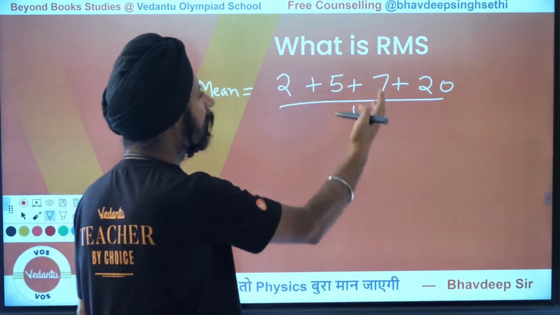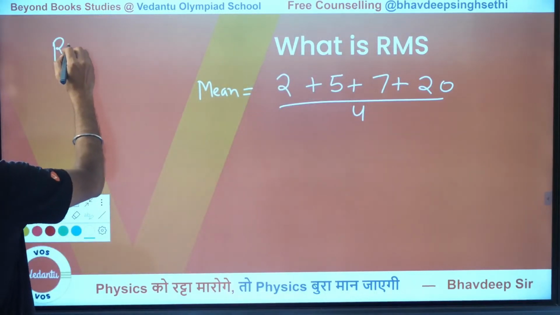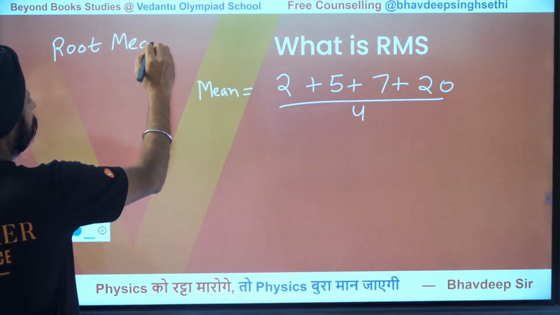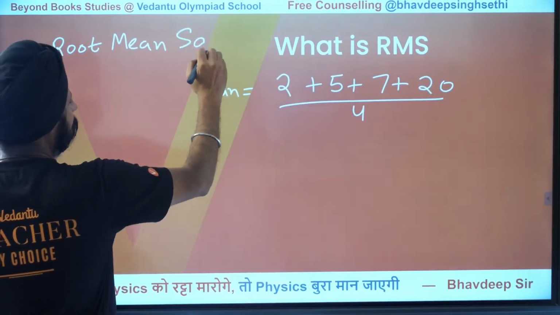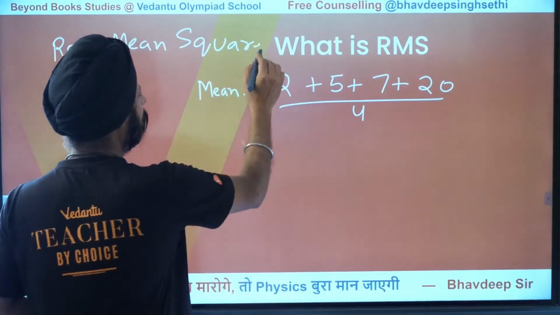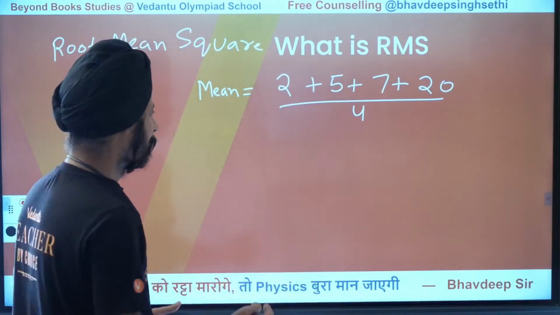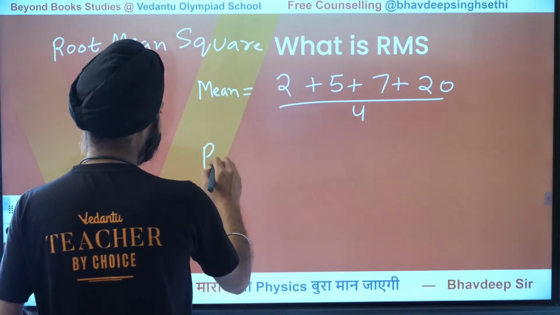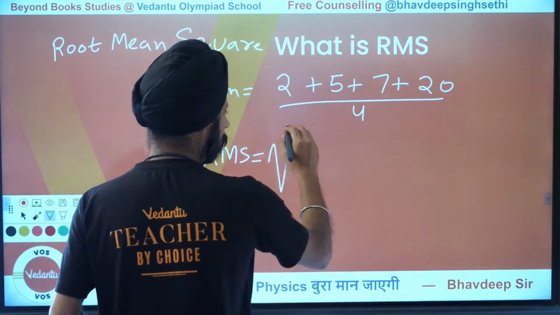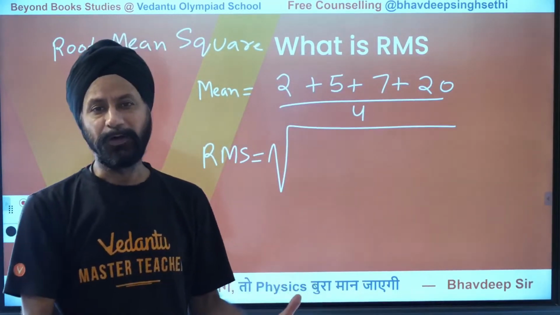But then what is RMS? RMS stands for root mean square. So basically you take the square root of the mean of the square. Root mean square value. Root of the mean of the square. So RMS value for these same numbers will be the root of what? Root of the mean. Mean of what? Mean of the squares.